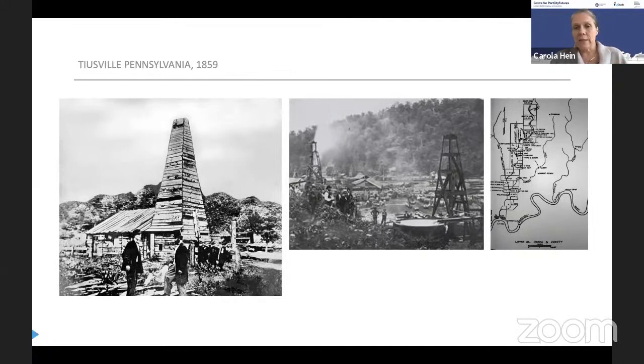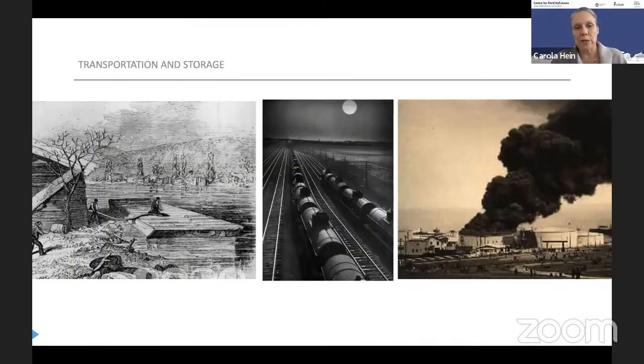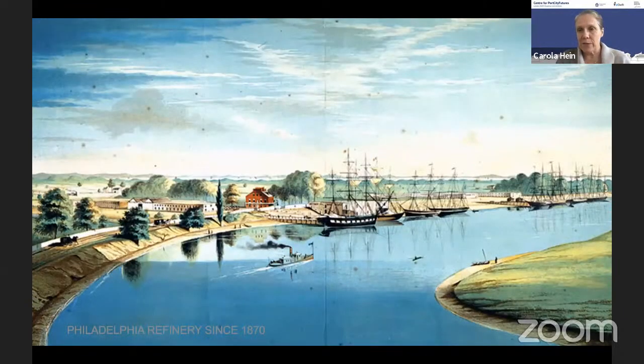And Titusville creates a moment which will quickly be replicated around the world, where we have these territories where we have drilled oil coming out of the ground, and then new modes of transportation carrying the product to different parts around the world. And so we have, for example, these flatboats carrying it around the rivers, trains being developed, storage sites. And there is an intimate relationship between water and land, between seas and continents.